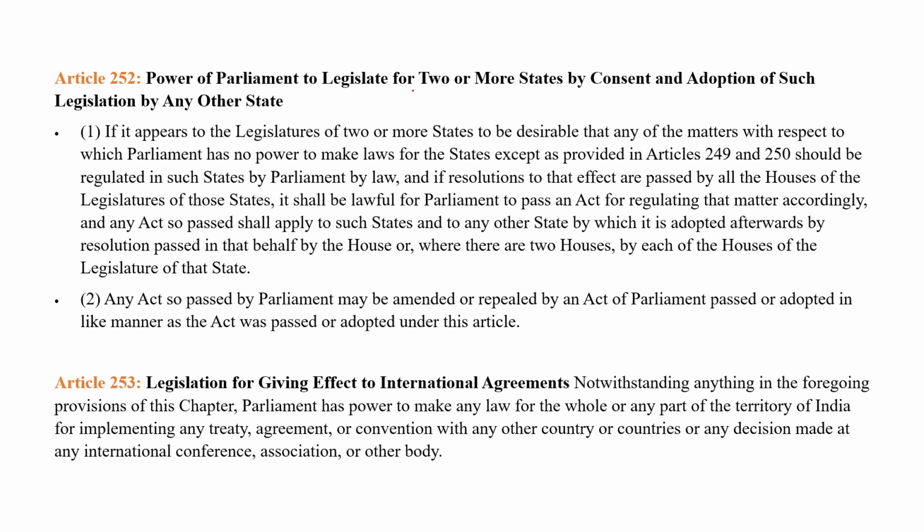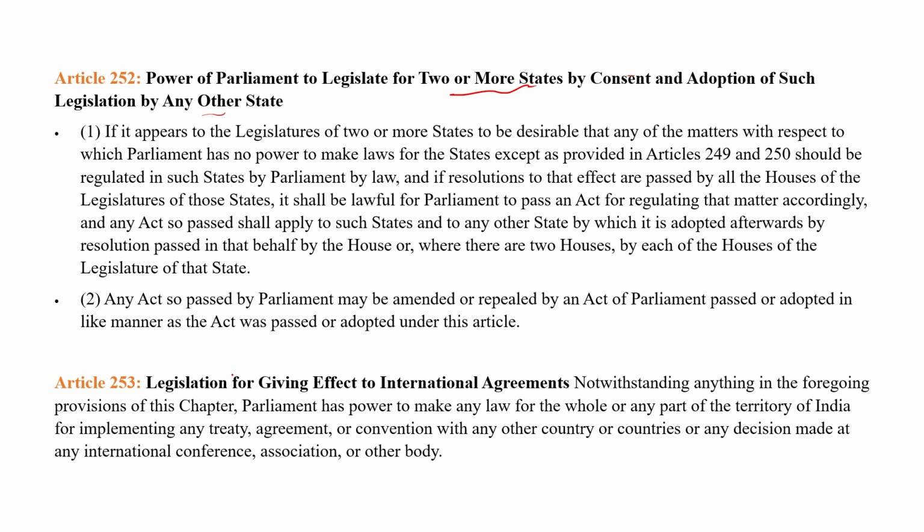Article 252 covers the power of Parliament to legislate for two or more states by consent, and the adoption of such legislation by any other state. Let's suppose there is a law related to two or more states. The law is related to a state subject, but the matter concerns two or more states at that time. Parliament can then also make a law on that state subject.